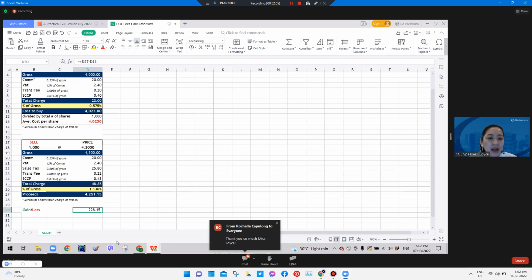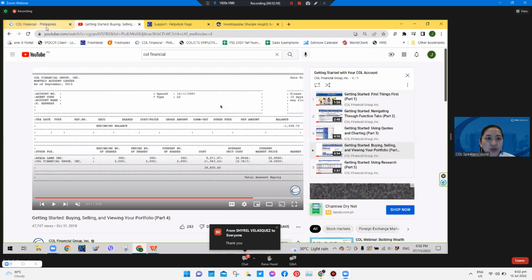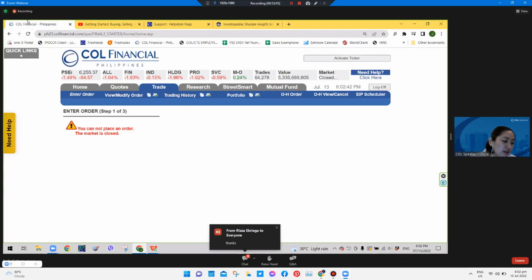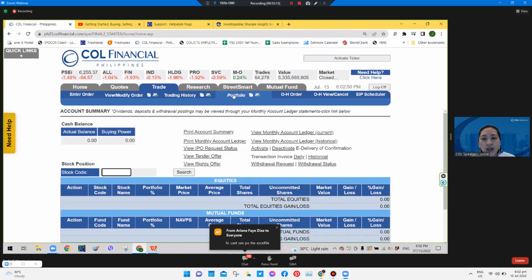Now, let's go back to the website. So now that we are done with order entry and the ledger, don't forget, always check your ledger. Next thing that you can do is that, here, you cannot really enter an order when the market's not open. So you have to do it during market hours.